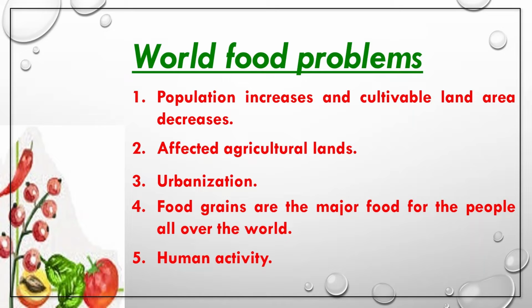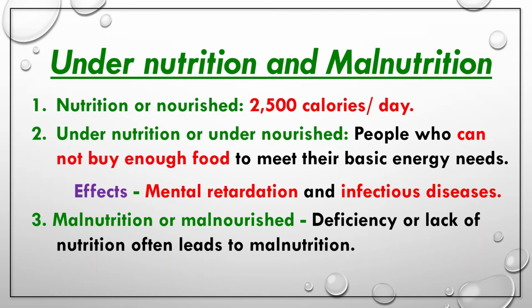Since the food grains like rice, wheat, corn, and the vegetables like potato are the major food for the people all over the world, the food problem rises. Finally, a key problem is the human activity, which degrades most of the Earth's net primary productivity, which supports all life. These are the main causes of food problems which arise worldwide.